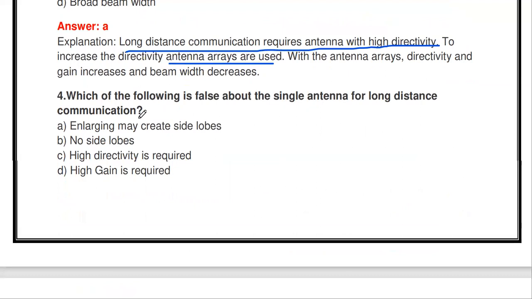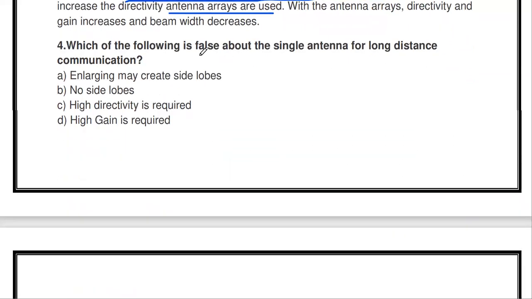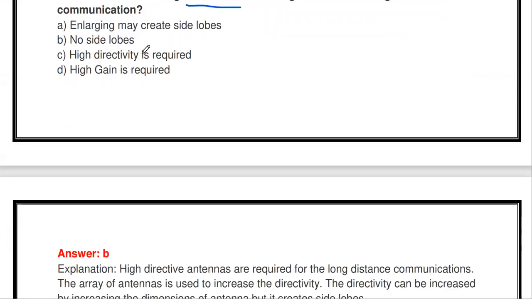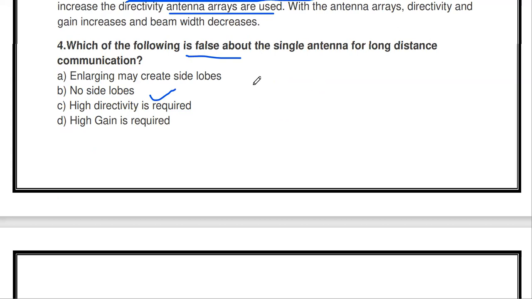Okay. The next question, which of the following is false about the single antenna for long distance communication? You already know that for long distance communication, if you are using a single antenna, we can't achieve high directivity. So which one is false? Enlarging may create side lobes, no side lobes, high directivity is required, high gain is required. So no side lobes, this is the false statement.